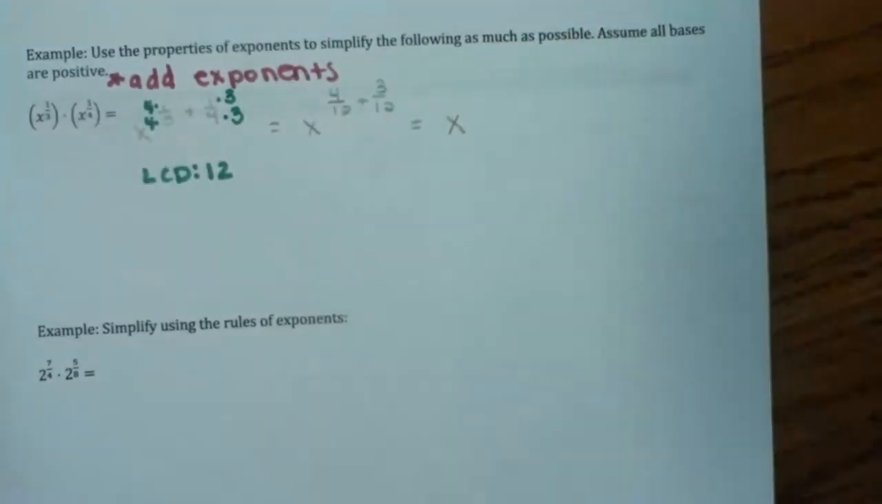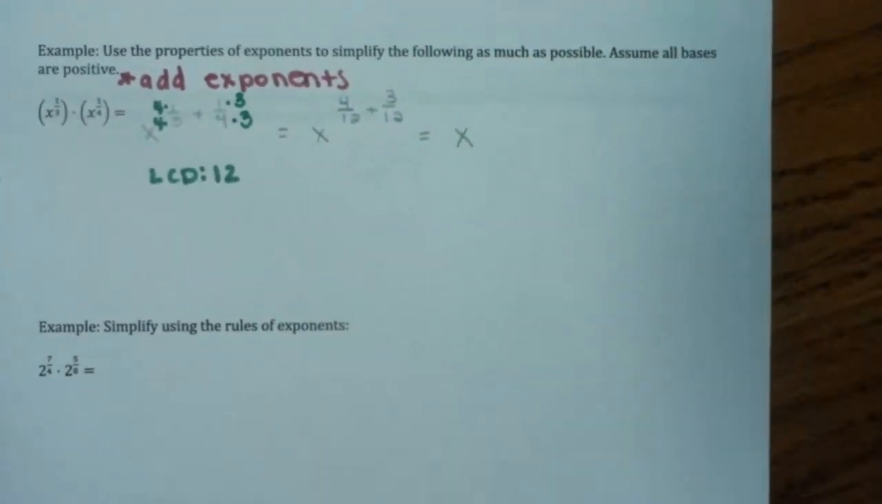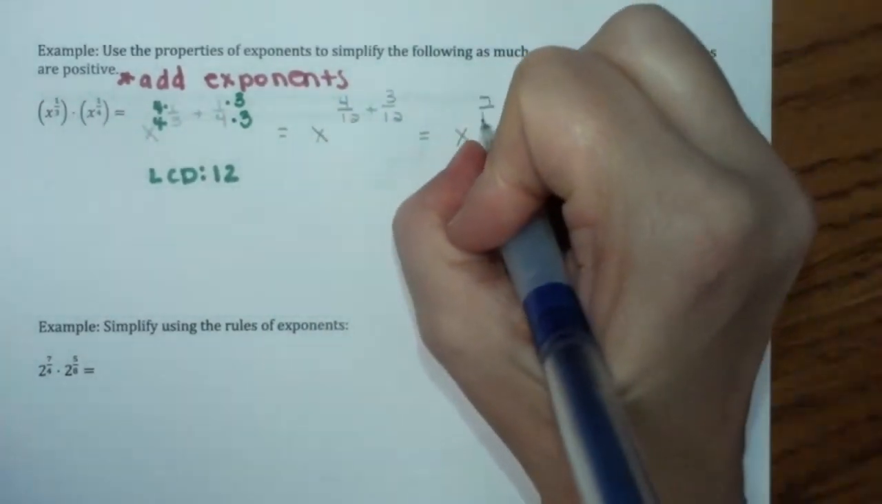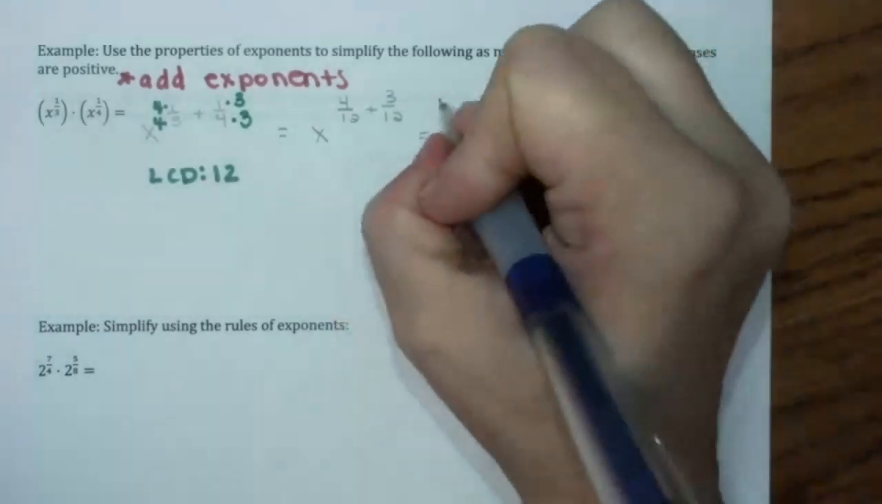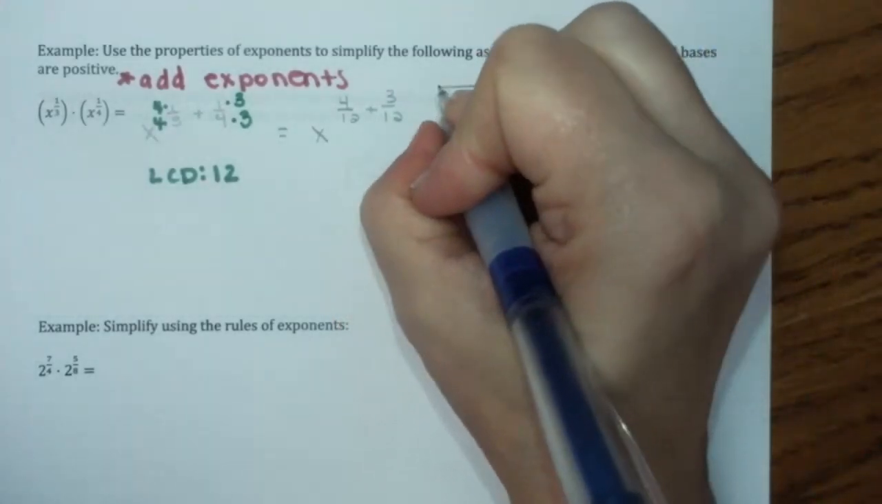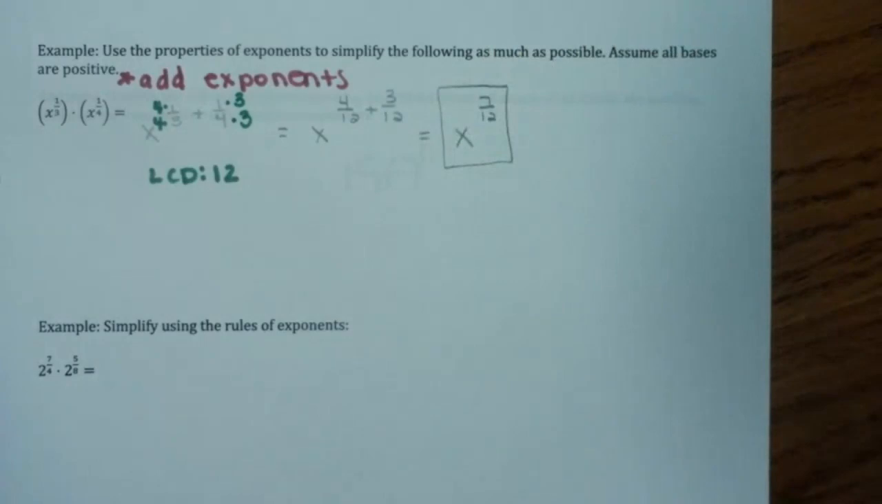So now they are like terms. Let's combine them together. So 4/12 plus 3/12 will give us 7/12. So that's our final answer, x to the power of 7 over 12. Our exponents are positive. Everything simplified. We're done.